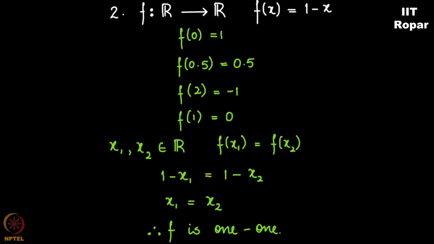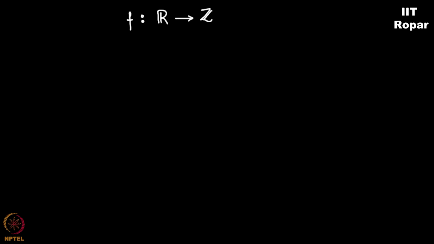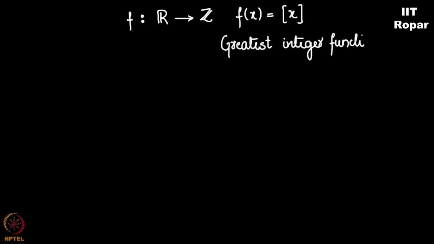The last example. Consider this function from real numbers to integers defined as f of x is equal to square bracket x, which means it is the greatest integer function. What is the greatest integer function? What do I get after applying the function? It is the greatest integer less than or equal to this x. So f of 0.5 is the greatest integer which is less than 0.5, that is 0, and hence I take it as 0.